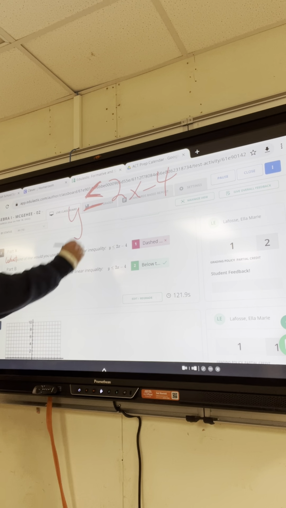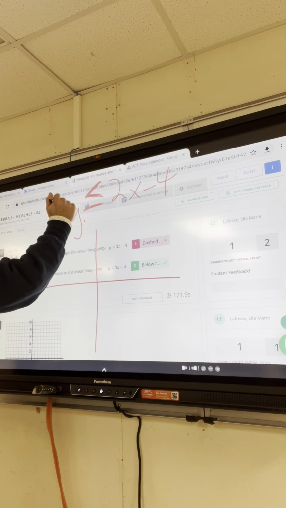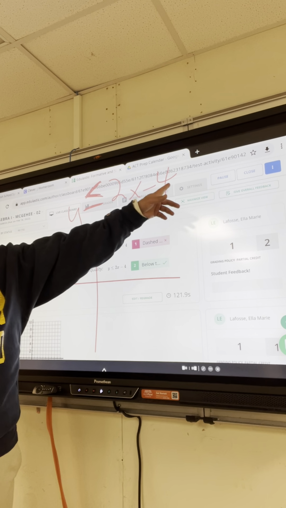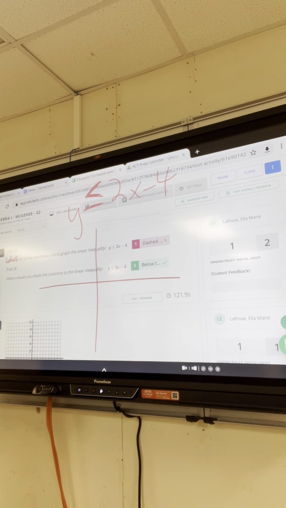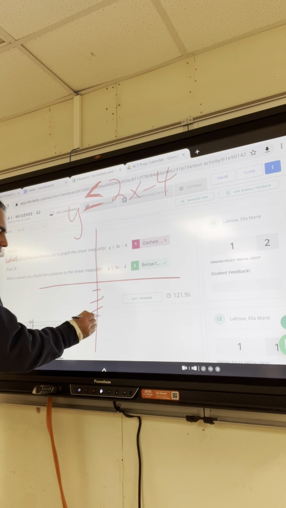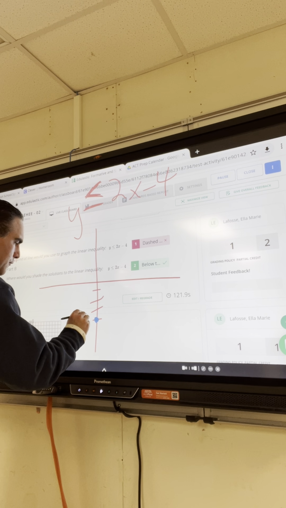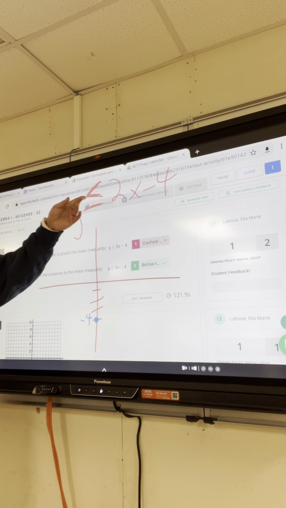Let me graph that for you real quick. Positive 2x minus 4. What's my y-intercept? Y is less than or equal to 2x minus 4. Negative 4. So 1, 2, 3, 4. So here is my y-intercept, negative 4 right here. And then what's my rise over my run? What's my slope?